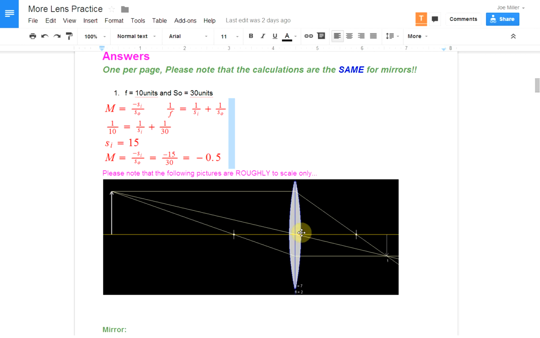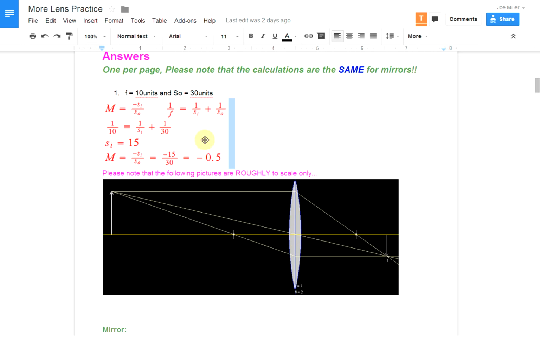Let's take a look if that's what we got. If the focal length is 10 units, which is this distance here, so this is 10 units also, then this 15 makes sense, right? That looks good. It's about 15. And when you go to do your math, if it doesn't match what you did with your picture, it could be that you were just a little sloppy with your picture, or maybe it's an indication that you need to go back and check your math again, see if a mistake was made.